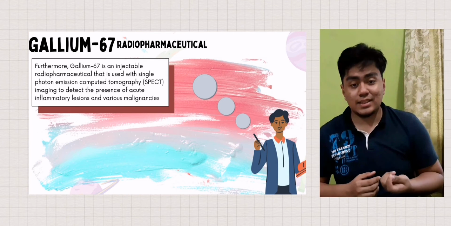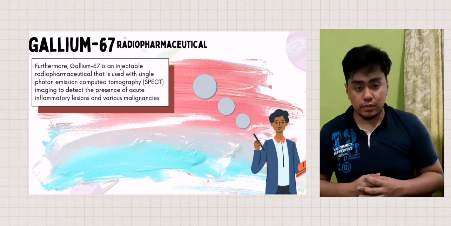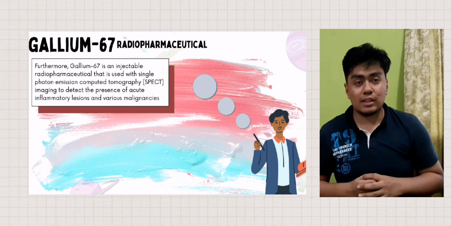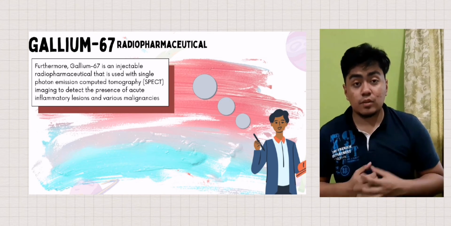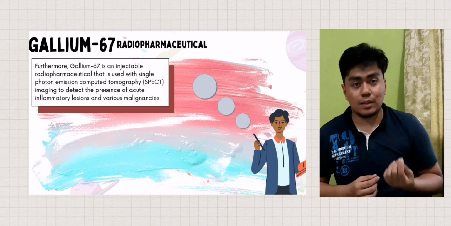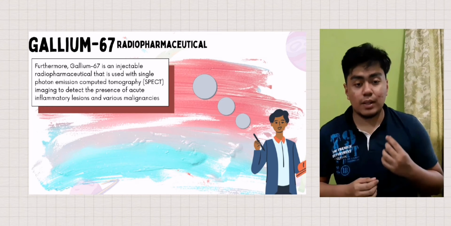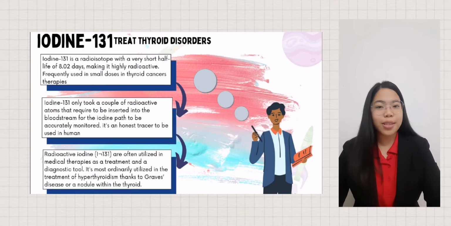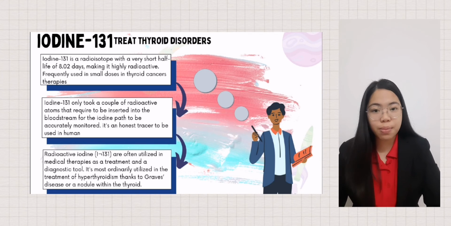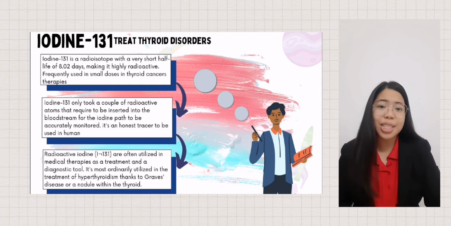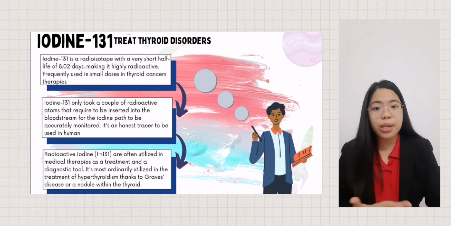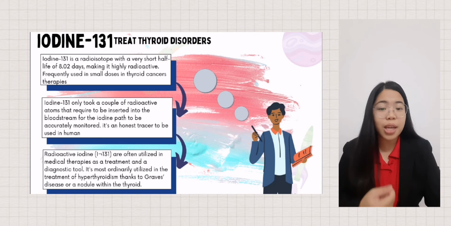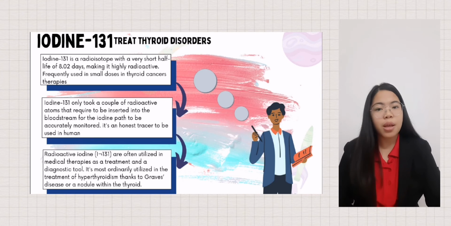Furthermore, gallium-67 is an injectable radiopharmaceutical that is used with single photon emission computed tomography imaging to detect the presence of acute inflammatory lesions and various mechanisms. Iodine-131. Iodine-131 is a radioactive isotope with a short half-life of 8.02 days, making it highly radioactive. It is frequently used in small doses in thyroid cancer therapies.